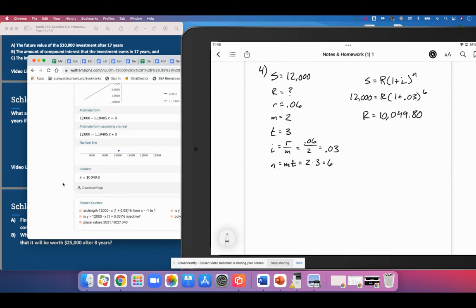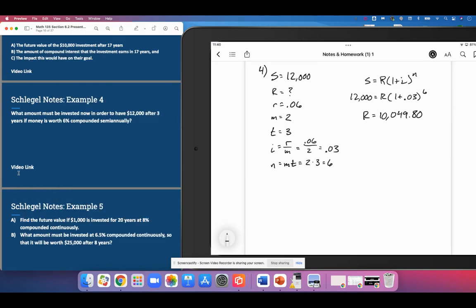$10,049.80. So if we go back to the problem, we were asked what amount must be invested now in order to have $12,000 in 3 years with all those other details. So to have $12,000 in 3 years, what's the amount that must be invested? $10,049.80.